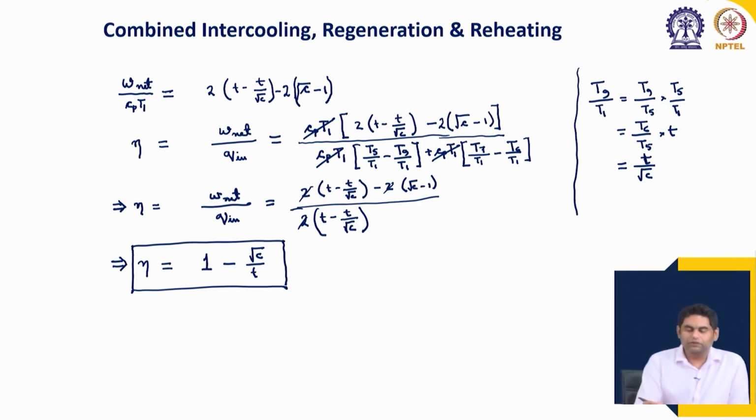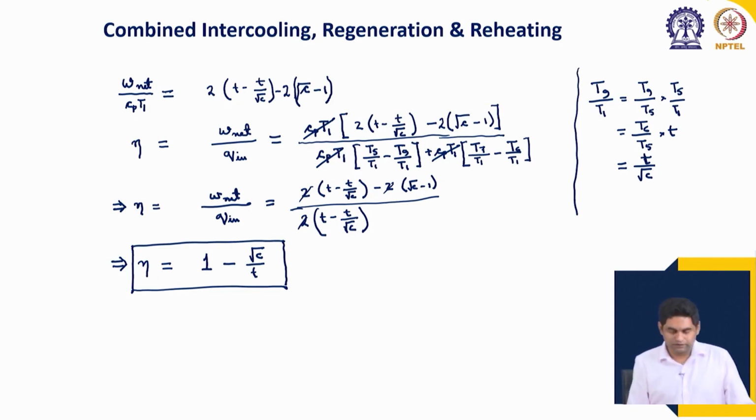Accordingly we can plot the values of efficiency and we can see what is the effect of C and t. For example, the limiting value for C equal to 1 becomes equal to 1 minus 1 by t, which is the same as for the regeneration cycle, only regeneration. Actually, it is the same for all the regeneration cycles, as we will see in the next class when we do a quantitative comparison. For all the regeneration cycles, the limiting value at r equal to 1 is equal to 1 minus 1 by t.